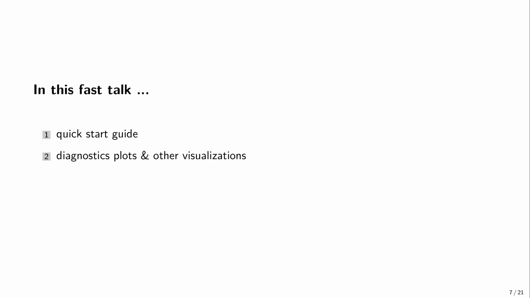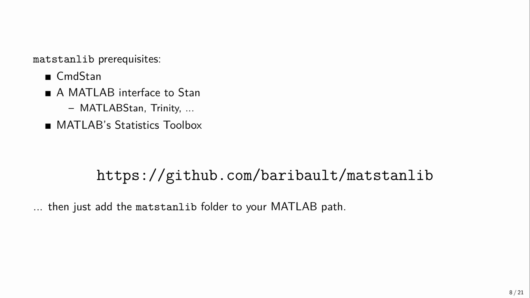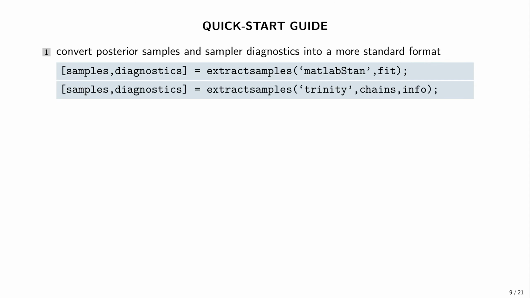So in this fast talk, I'm going to review the quick start guide for matstanlib and just walk through some of the visual plots that you would get in the library. Once you verify that you have a working installation of STAN and a MATLAB interface to STAN, you can clone the code from GitHub and then just add the matstanlib folder to your MATLAB path. Then when you run STAN models and your interface returns the STAN output to the MATLAB workspace, you can use matstanlib to convert that output into a more standard format. And this extract samples function is compatible with all of the MATLAB interfaces to STAN.